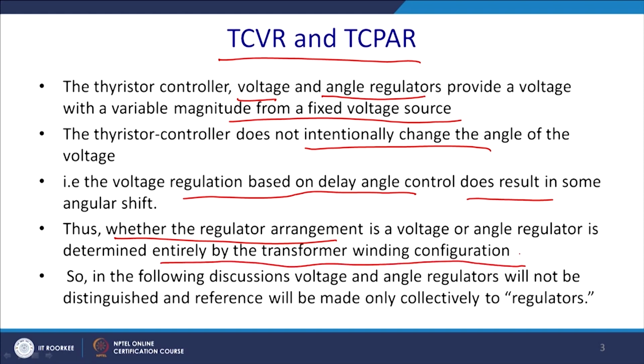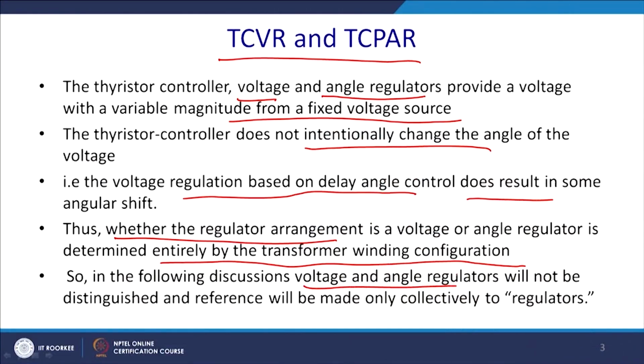We require a different kind of transformer winding, and from there we inject phases in a different way, which we will see and discuss in our subsequent topics. So, in the following discussions, voltage and angle regulators will not be distinguished. The reference will be only categorized as the regulator. It can be a voltage regulator or a current regulator. It is just a controller; topology wise you do not find any change in it.